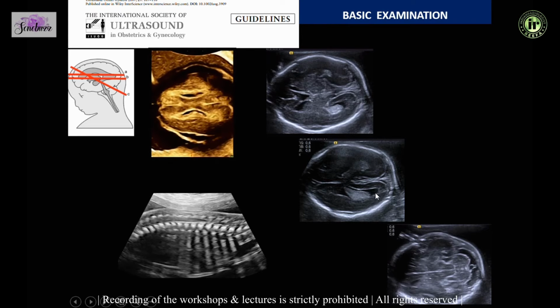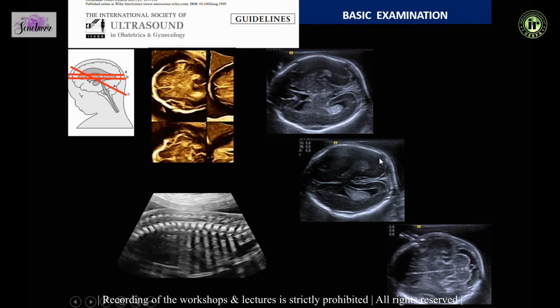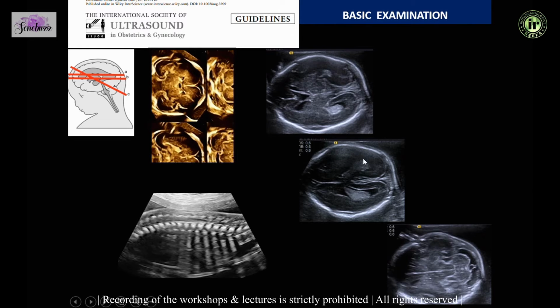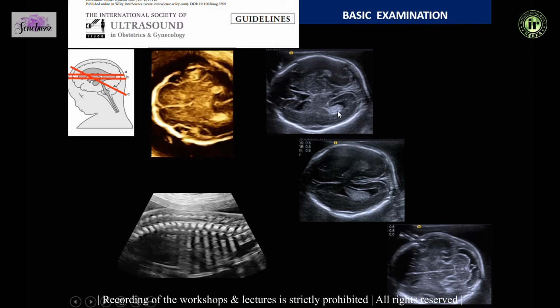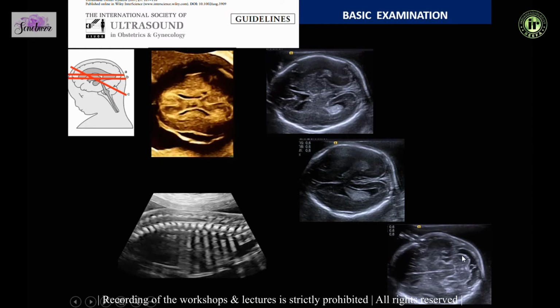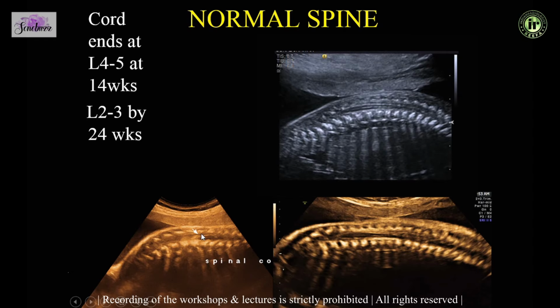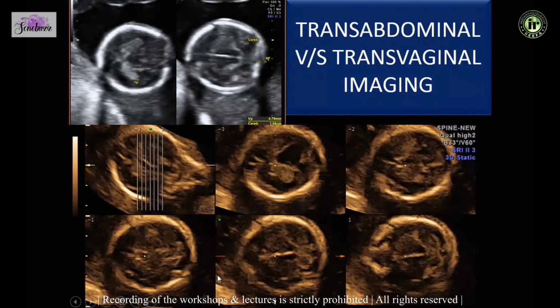You can see the margins of the lateral ventricle. The near ventricles may not be seen as clearly. That's the cavum septum, the frontal horns, the occipital horns, and that is the transcerebellar plane, which is the lower plane which looks at the cerebellum. And we also look at the spine. In the basic examination, we look at the end of the cord, usually at L2, L3 by about 24 weeks.